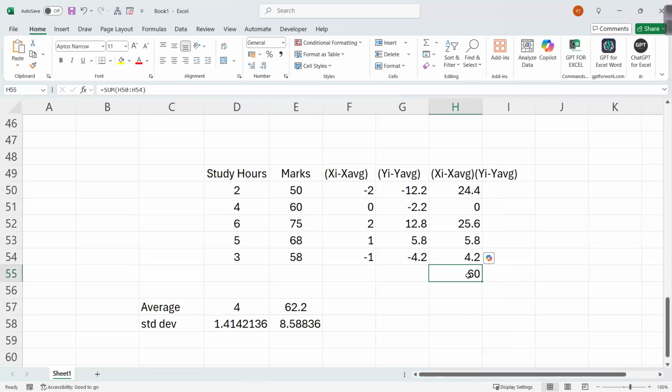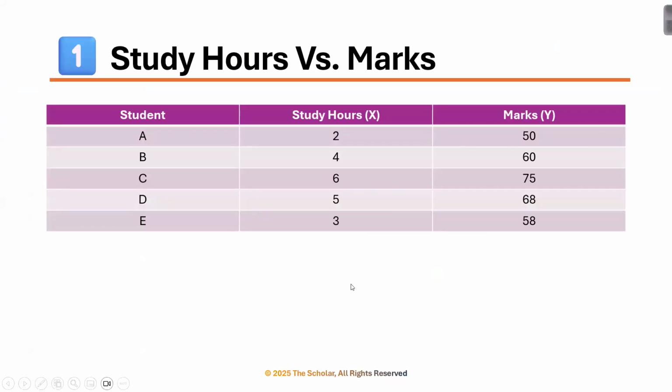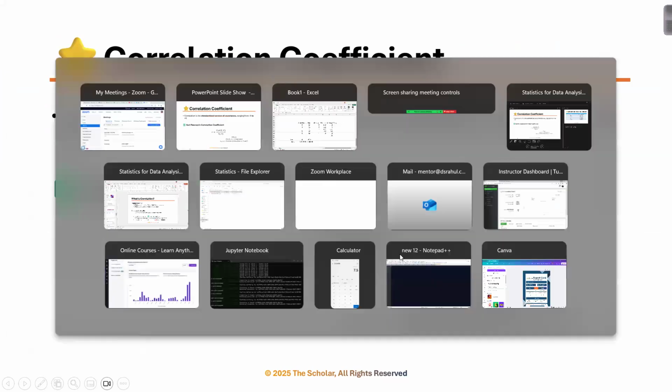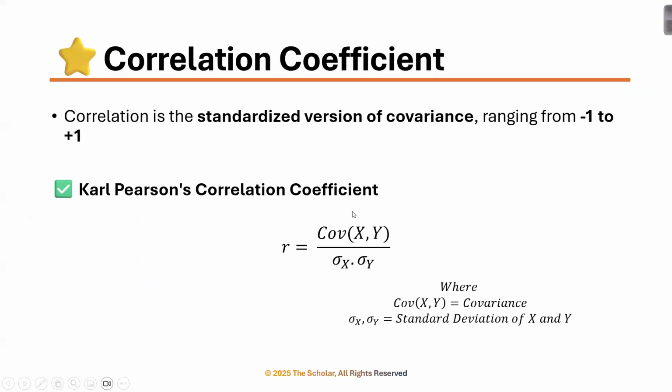I got 60. So here I got my numerator. If you go back to your formula, I got the sum for the covariance of x and y. I did not divide it by n yet; I have to divide by n. There are 5 records, so I divide by 5. That is 12. So I got my covariance of x and y as 12.